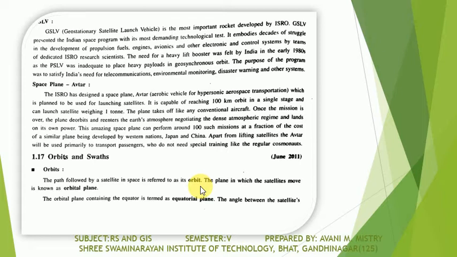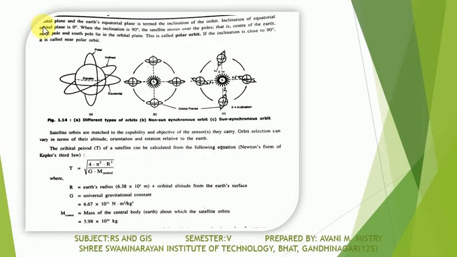The plane in which the satellite moves is known as an orbital plane. That means the plane in which it moves is called the orbital plane. The orbital plane containing the equator is termed the equatorial plane, and the angle between the satellite orbital plane and the earth equatorial plane is termed the inclination of the orbit.